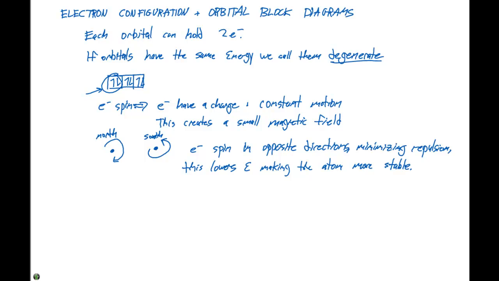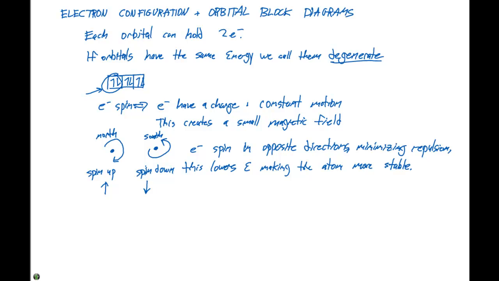We don't refer to this as north and south spin when we discuss electrons. Like I said in a previous video, we refer to this as spin up and spin down. And typically we will represent 1 electron with an up arrow and another with a down arrow. And this is what the electrons will do in an atom to make it more stable.